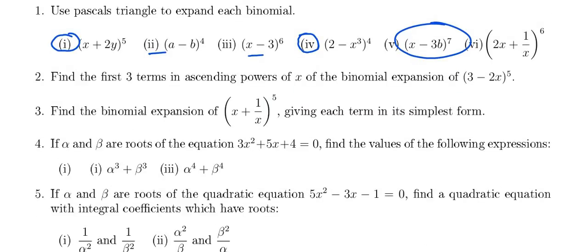Question 2 says, find the first 3 terms in the ascending powers of x for the binomial (3 minus 2x) to the power 5. So we're still going to use Pascal's triangle because the power is positive. Whenever the power is positive, you can always use the binomial theorem or Pascal's triangle. They will still give you the same result.